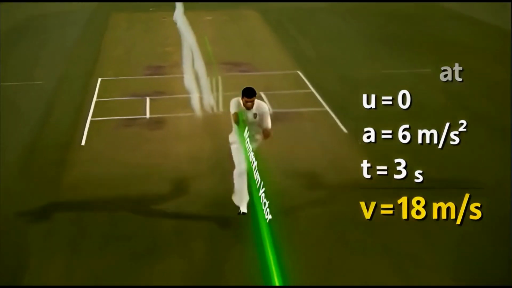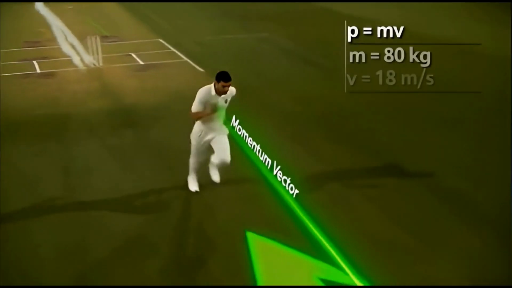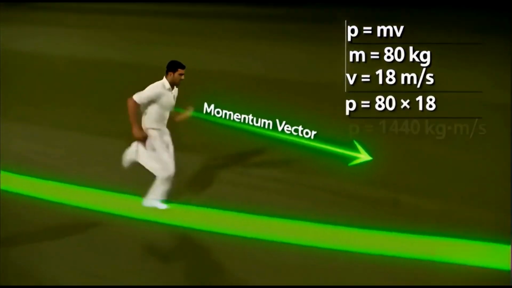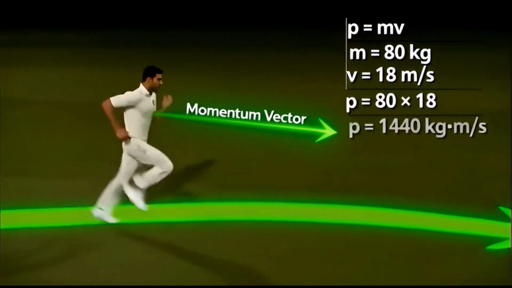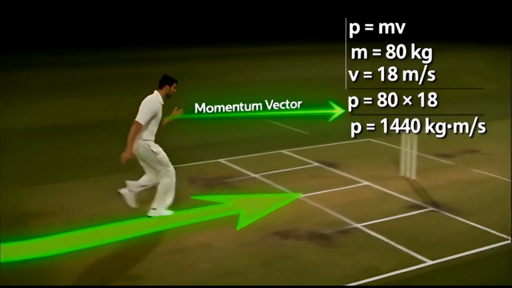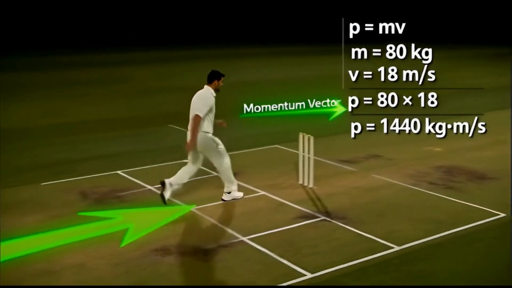With increasing velocity, the bowler's momentum also increases. Momentum is defined as mass multiplied by velocity. The faster the bowler runs, the greater his momentum becomes. This momentum is crucial because it will soon be transferred through the arm to the cricket ball during the delivery.